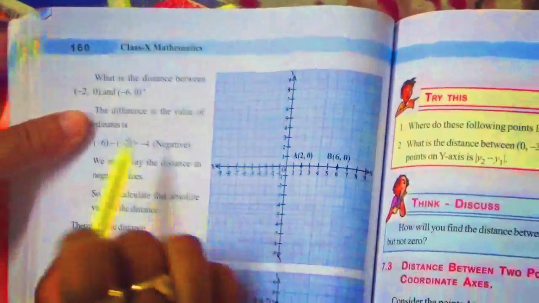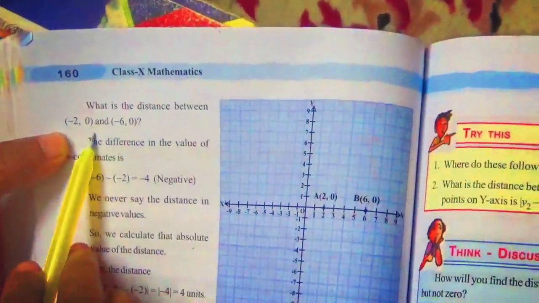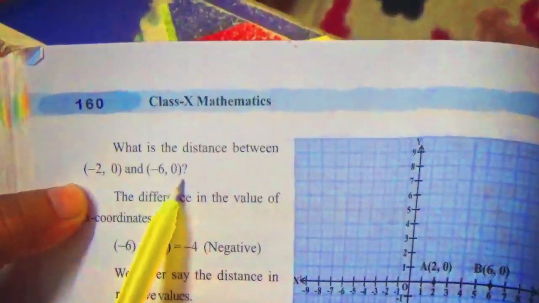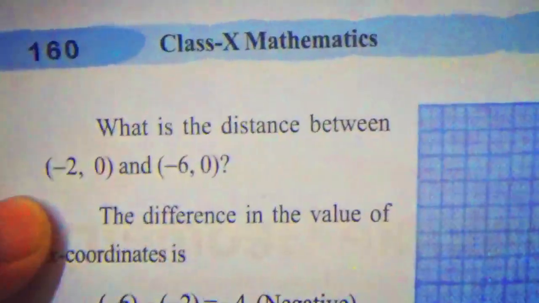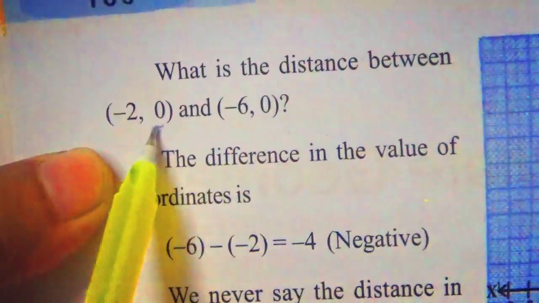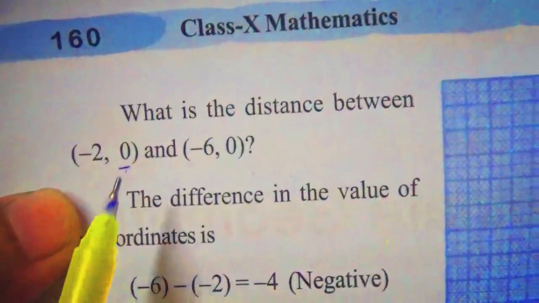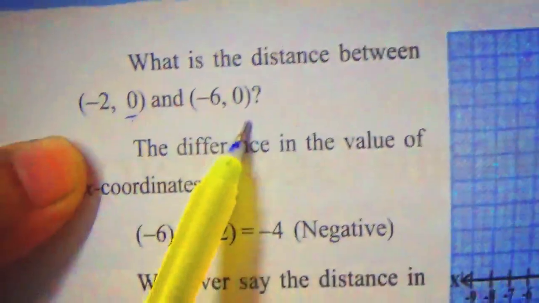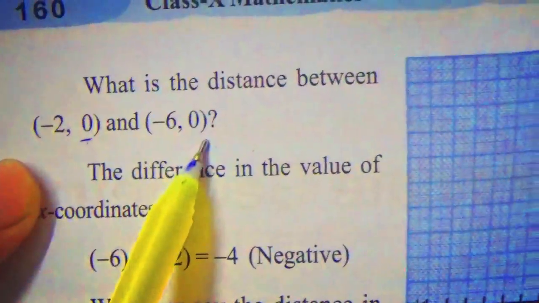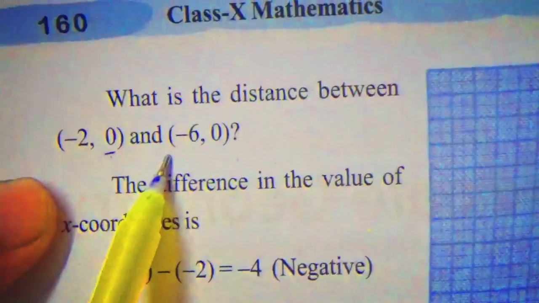Before we enter into this coordinate geometry, first of all, on page number 160 we have one question. What is the distance between (-2, 0) and (-6, 0)? Just look at this once. In these 2 points the y coordinates are 0. Only we have x coordinates.